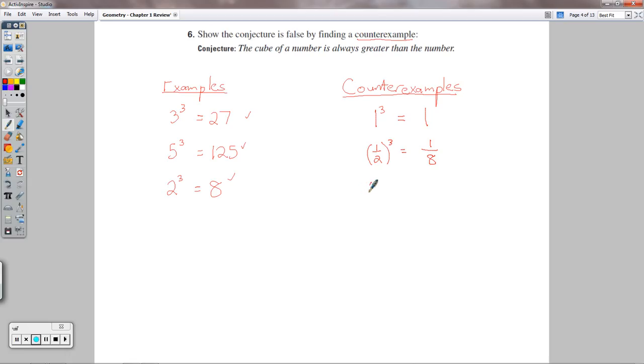Could you do this with negatives? I'm going to check it out. Let's see. So if I took -3 and cubed it, -3 cubed would be -27. Is this number, -27, greater than -3? No, it is less than -3. If you put those on a number line, -27 will be much farther to the left than -3. So here are some counterexamples. These were some examples, but counterexamples is what we're looking for. So any one of these three, or any one you come up with, basically any number that's less than or equal to 1, is going to be a counterexample, it appears.